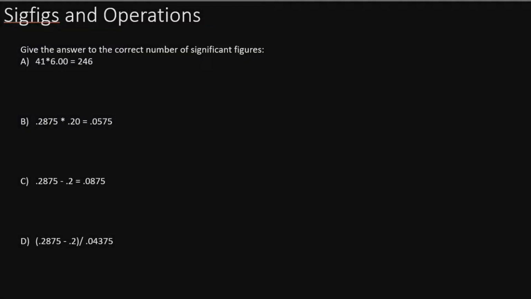In this question, we'll review significant figures and operations. We are asked to give the answer to the correct number of significant figures. The first question says 41 times 6.00 equals 246. This is the correct answer, but we must also express it to the correct number of significant figures.